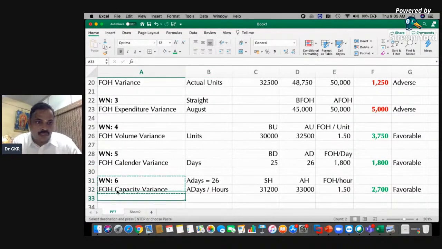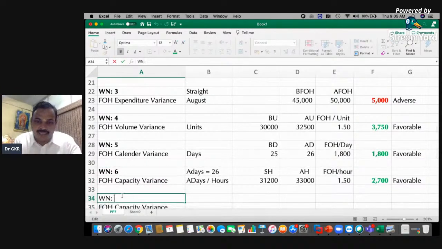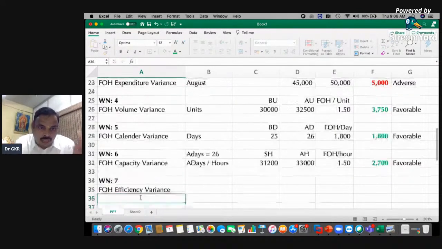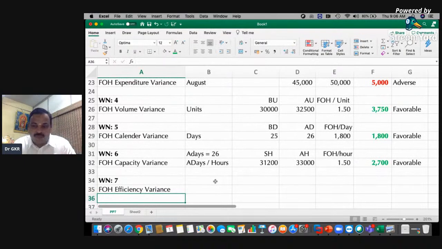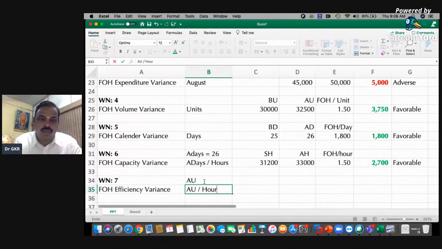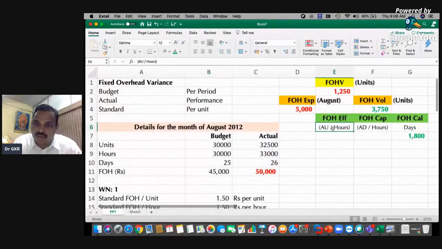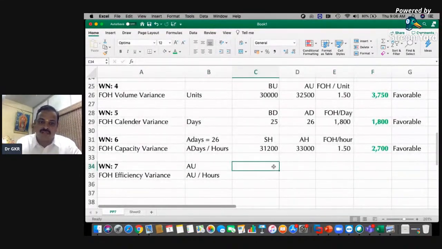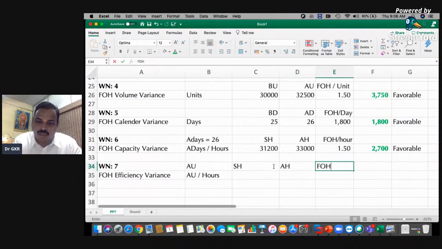Now, working note 7 is the efficiency. Here, I will compare the actual units. Actual units and hours, that is what is given. Actual units for hours. Now, what is your standard hours for your actual units? What is your actual hours? And what is your fixed overhead per hour? Remember, both are hours.